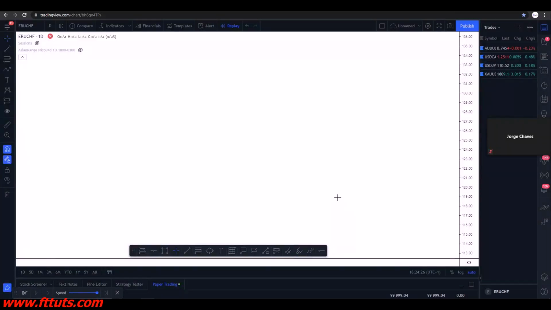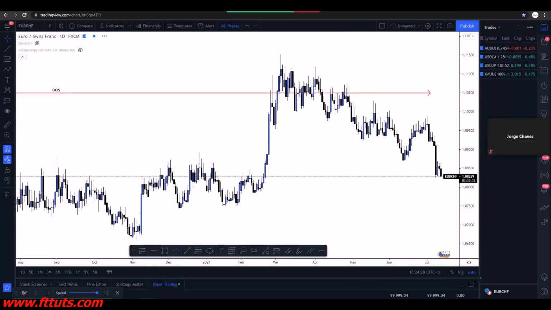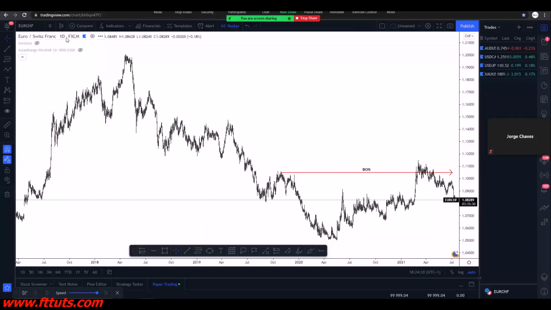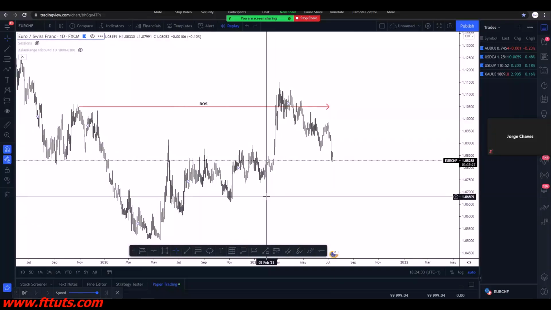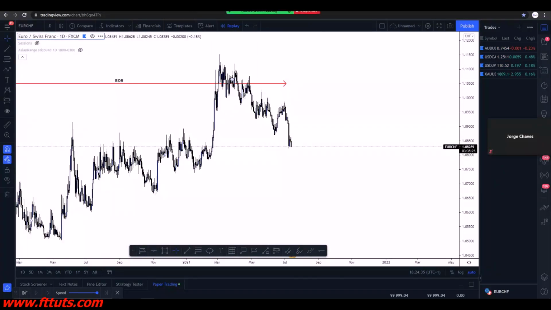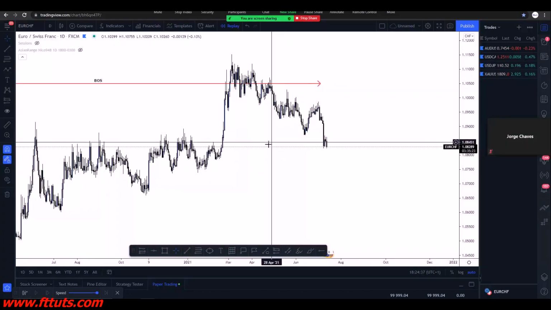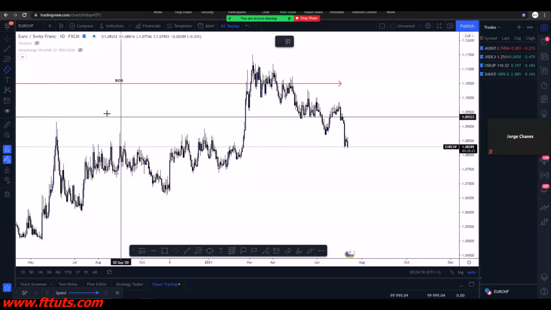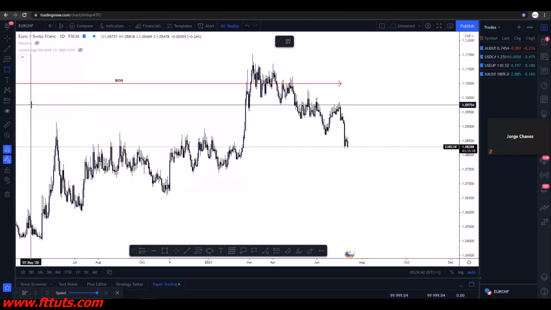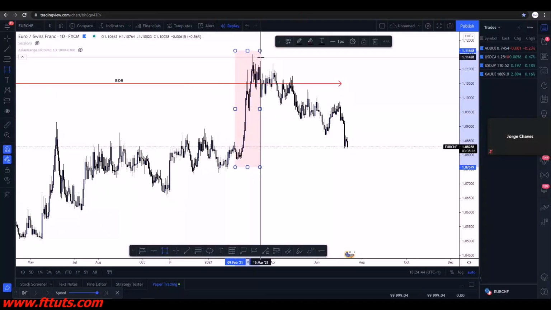But let me go back to your CHF. So we saw that clean break of structure on the daily time frame. Now, at this point, all I would do is look for that major move up that broke structure. In this case, right here, we see that major move up. This was that major move up that broke structure.